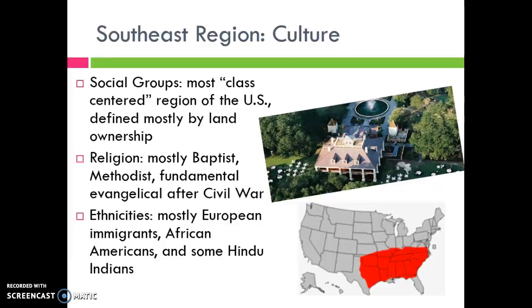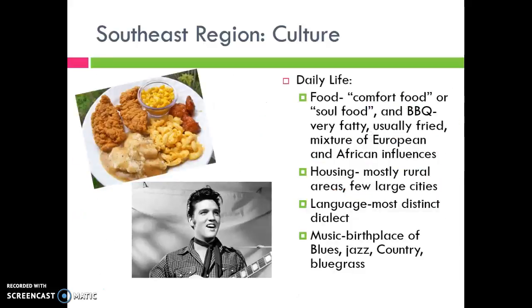Religion is mostly Baptist and Methodist here, primarily because of, again, who settled here in the beginning of the colonies. The Carolinas as well as Georgia and Florida were original to the country, so just kind of keep that in mind. This is, again, mostly European immigrants like we saw in the Northeast region, as well as a lot of African Americans. Keep in mind that this region did allow slavery prior to the Civil War, so you will have a high African American population because of that.